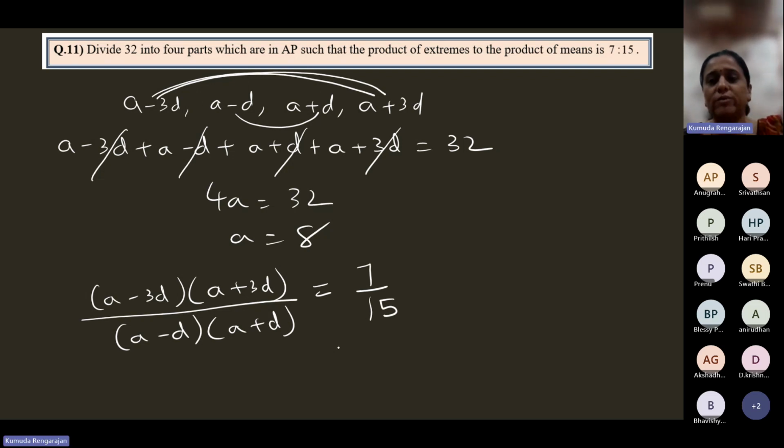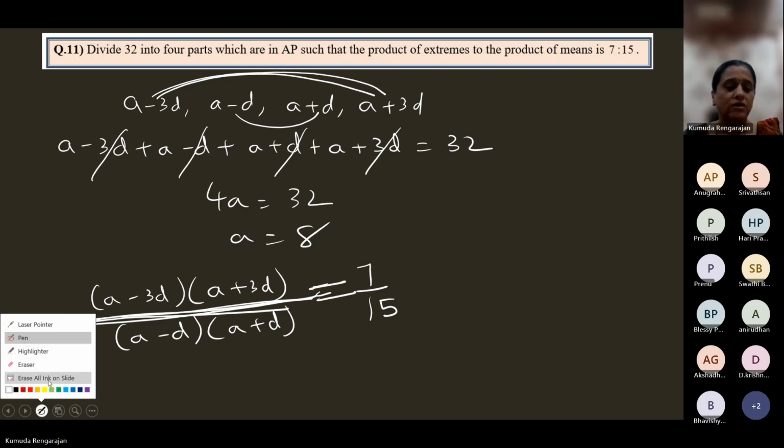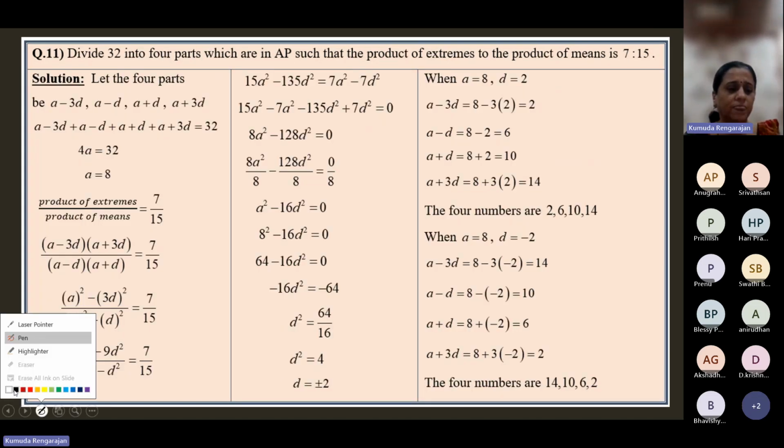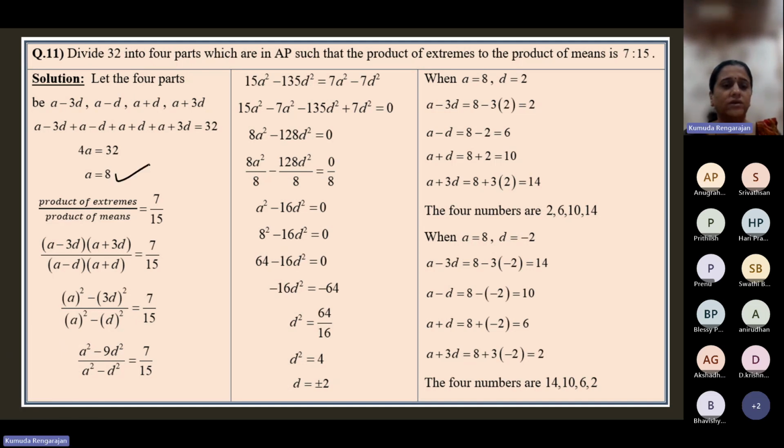Product of extremes to the product of means: product of extremes in the numerator, product of means in the denominator, is 7/15. So when you work this, you'll be able to find two values for D, similar to the earlier one. We got the value of A here, and when you work this, you will find the values for D.